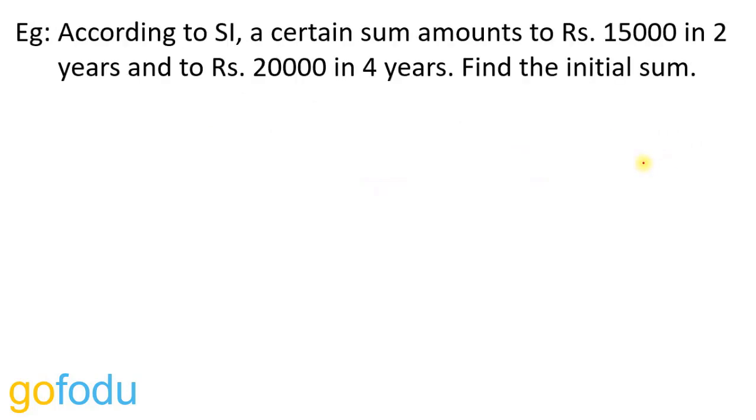Next. According to simple interest, a certain sum amounts to rupees 15,000 in 2 years and to rupees 20,000 in 4 years. Find the initial sum. Sum amounts to, that means this is the amount given. That would be principal plus interest. If interest for 1 year is I and this amount contains interest for 2 years, then this would be P plus 2I, principal plus interest of 2 years.